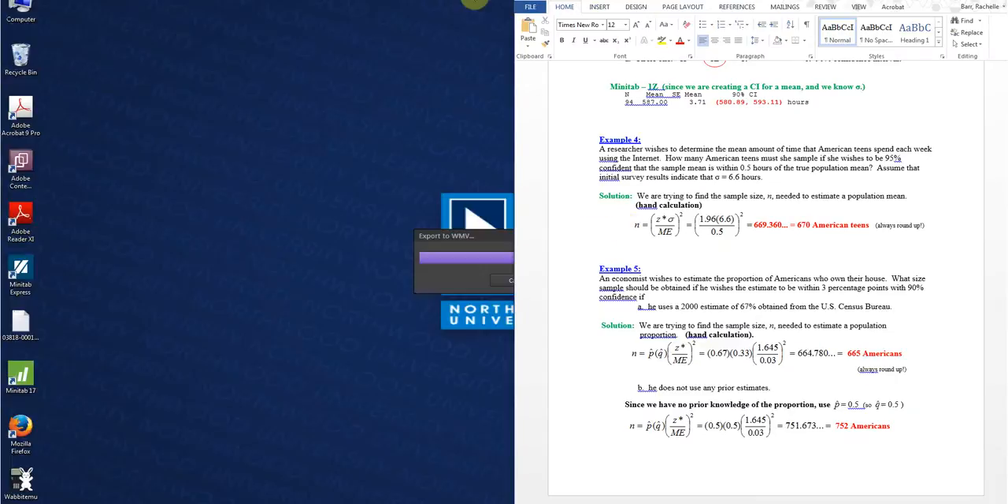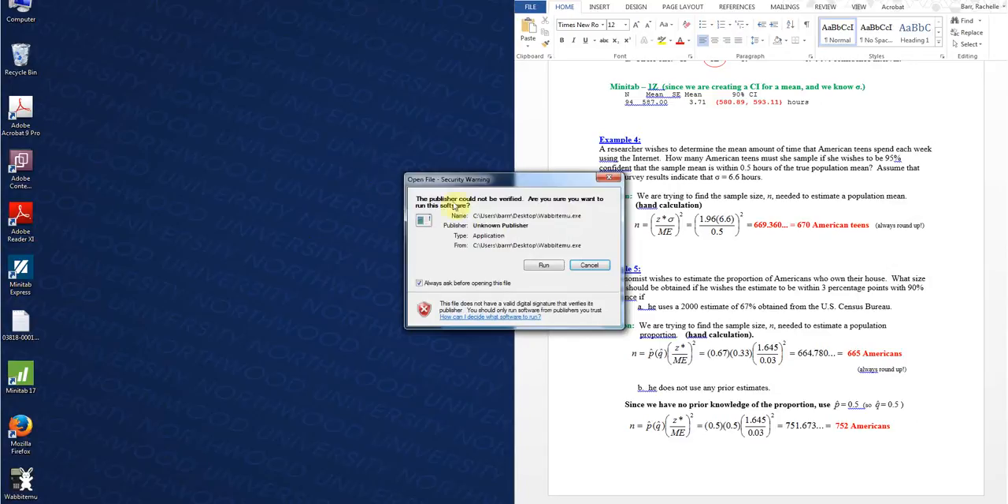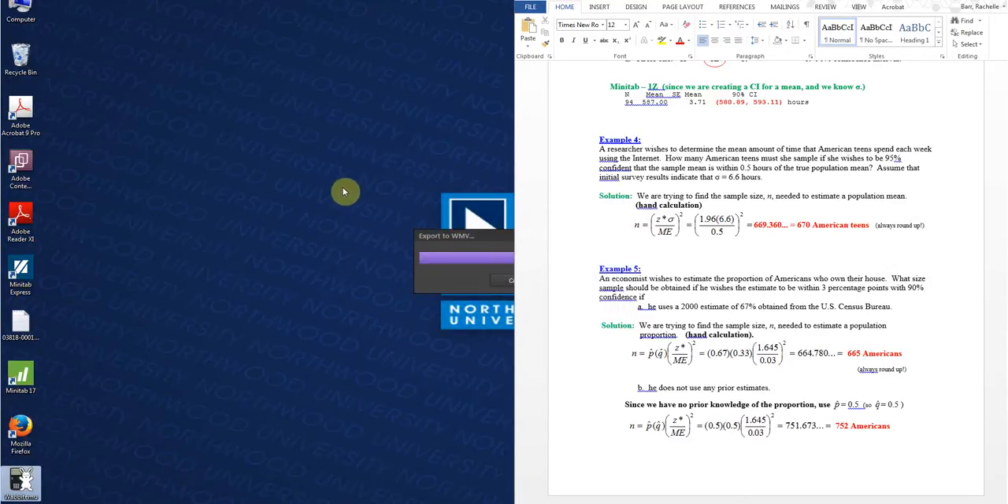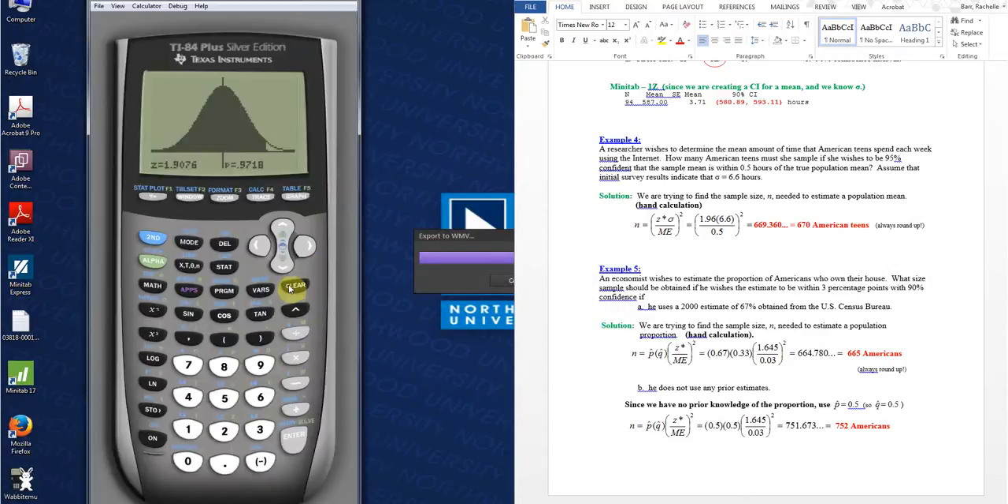So I'm actually going to shrink Minitab for a minute and pull up my web-based calculator. Run it. Oh, this is going slow. All right, clear that. So I'm going to actually physically calculate this.